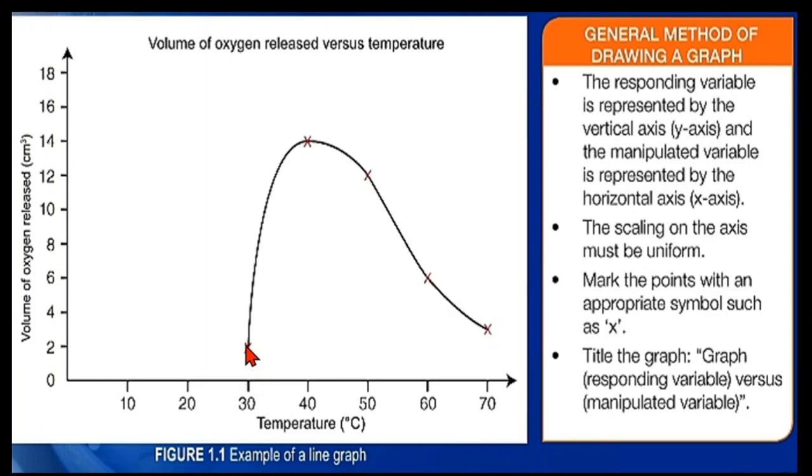So this is a line graph. This is the title. And then this is the y-axis, this one is the x-axis. The y-axis is the responding variable and the x-axis is the manipulated variable, temperature. The title of the graph mesti bagi tahu graph of responding variable versus manipulated variable. Mention first the responding variable, baru the manipulated variable. Itu untuk title. Each point kita letak sebagai simbol X, an appropriate symbol. And then scale dia mesti uniform. Here 10, 10, 10, sini 2, 2. So skala mesti uniform.